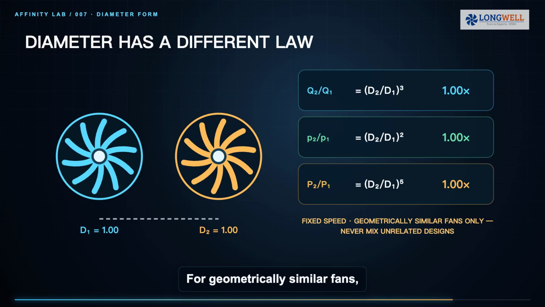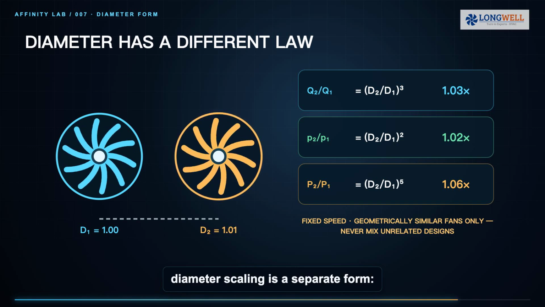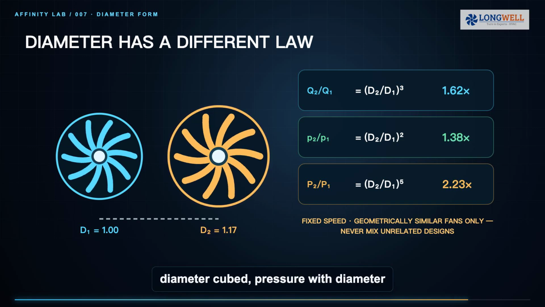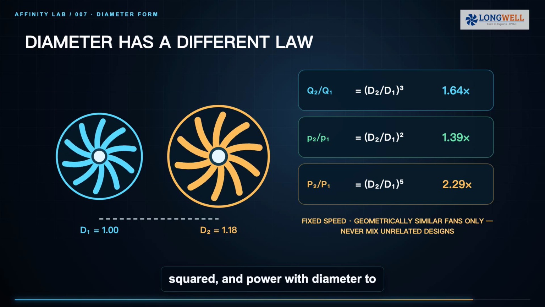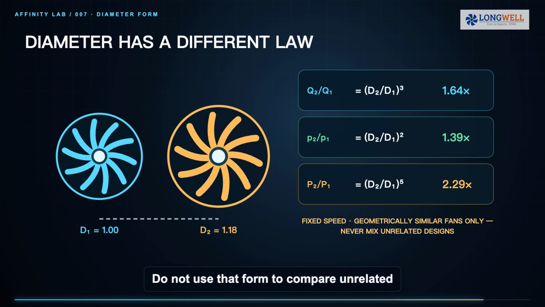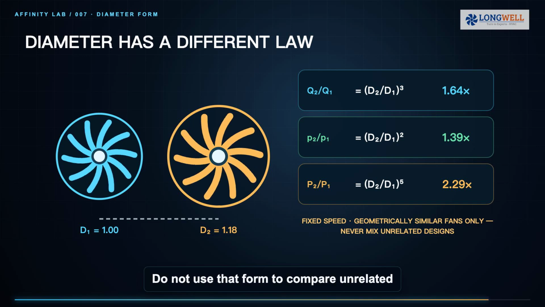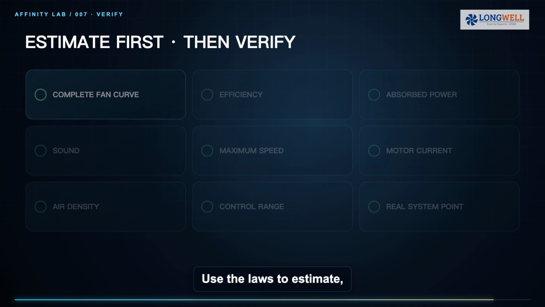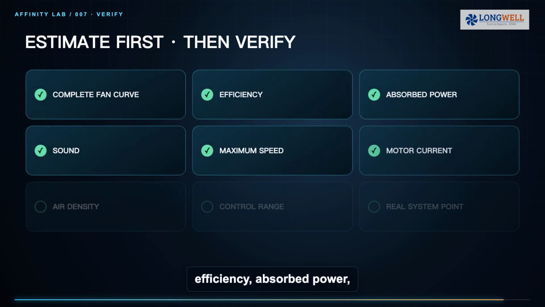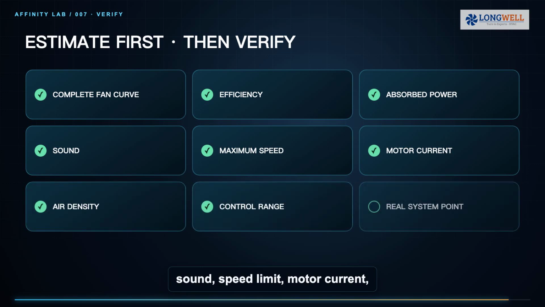For geometrically similar fans, diameter scaling is a separate form. At fixed speed, airflow scales with diameter cubed, pressure with diameter squared, and power with diameter to the fifth power. Do not use that form to compare unrelated fan designs. Use the laws to estimate, then verify the complete curve, efficiency, absorbed power, sound, speed limit, motor current, air density, control range, and the real system operating point.